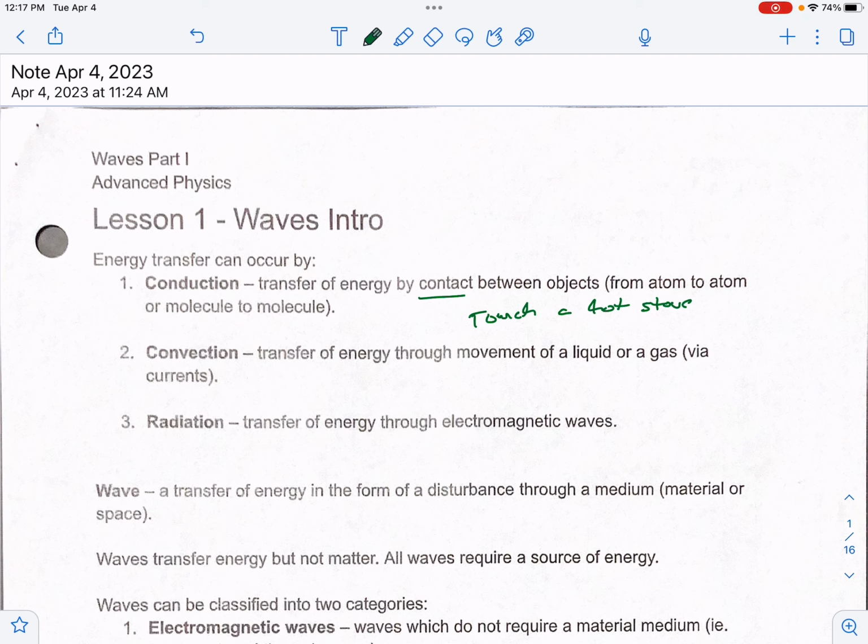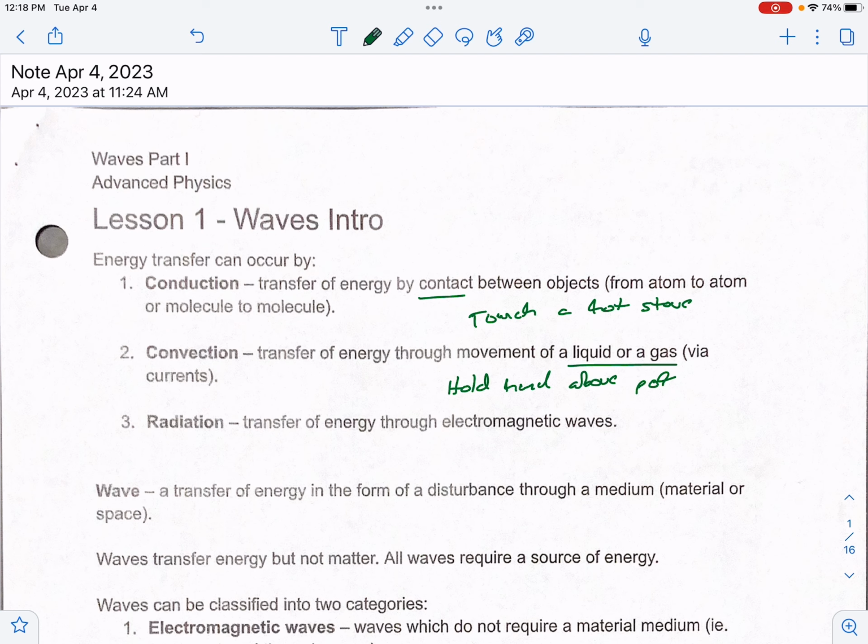Now, convection is the transfer of energy through a movement of liquid or gas, so via current. That's like if you heated up water. If you heat up a bathtub and you move that water around, you feel that heat moving through the water. Or if you hold your hand above a hot pot and you feel that steam, you're not actually touching the pot. It's the transfer of heat through that steam to your hand.